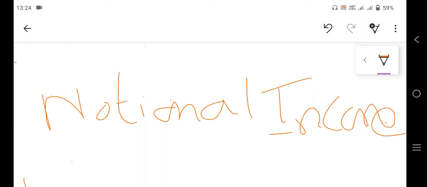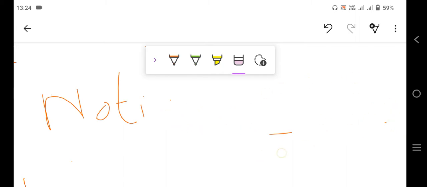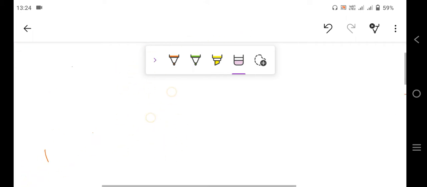Sources of income. Income may be from a temporary source or from a permanent source. Either way, it will be treated as income as per the Income Tax Act. So the next point we discuss is sources of income. Whether the source is temporary or permanent, it should be treated as income.